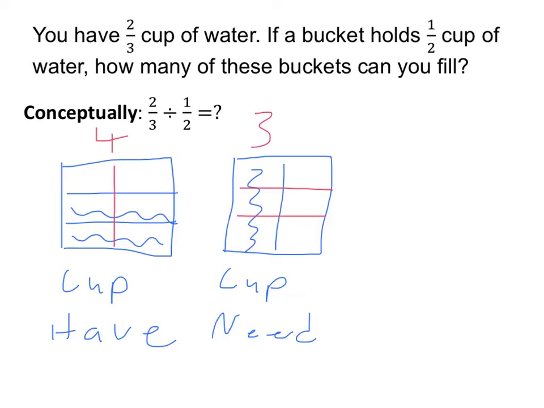And so we have 4 pieces, we need 3 pieces, so that means we have 4/3 of what we need. So if we have 4/3 of what we need to fill 1 bucket, that means we're going to be able to fill 4/3 of a bucket.